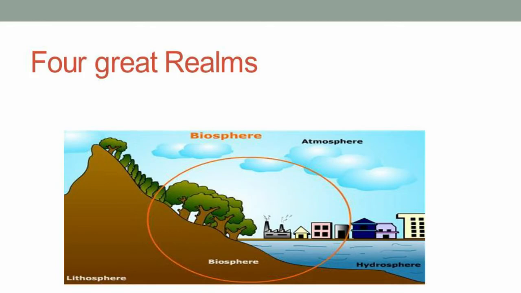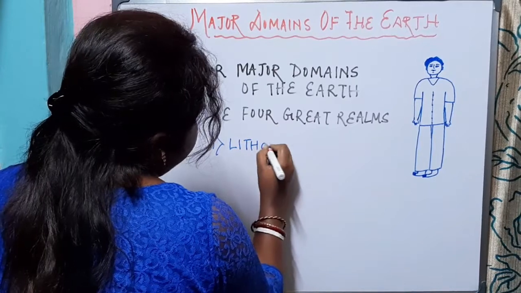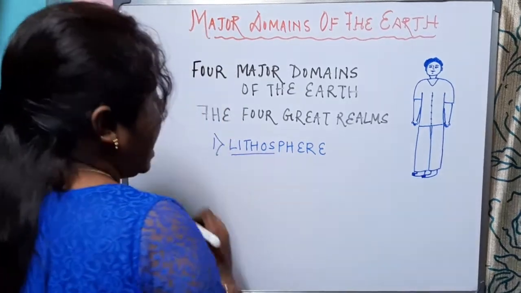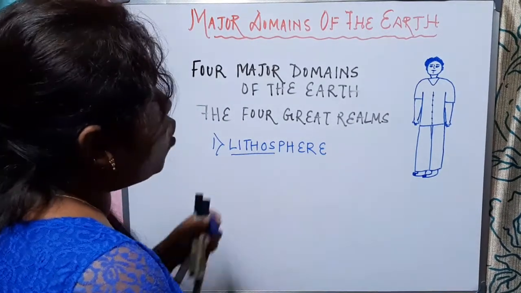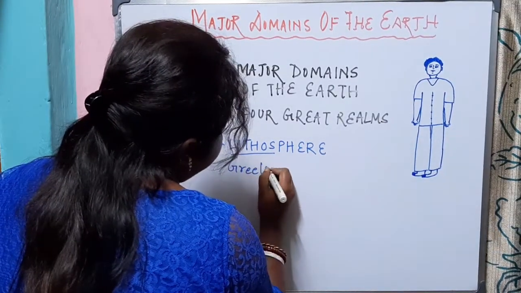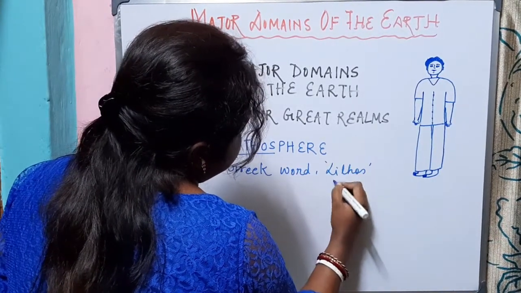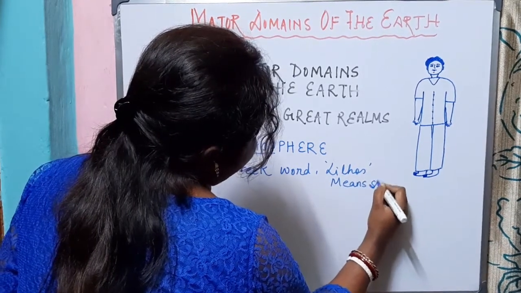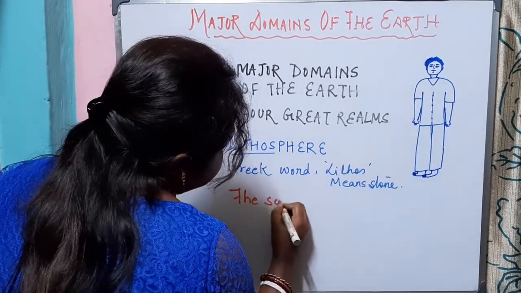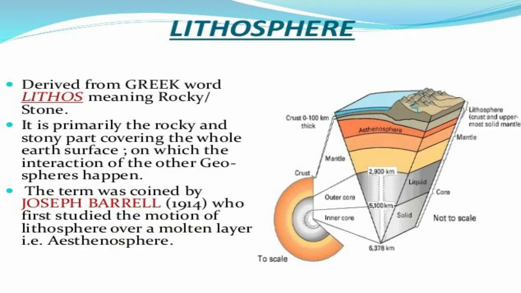Now what are the four domains of the earth? The first domain is lithosphere. Now let us see what lithos means. As I already said, all the four domains have derived their name from the Greek word. So lithosphere has been derived from the Greek word lithos, which means stone. It is defined as the solid portion of the earth.